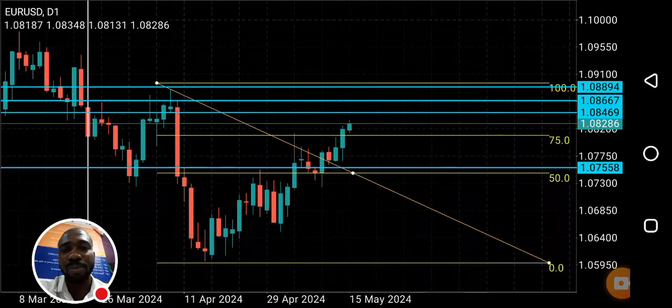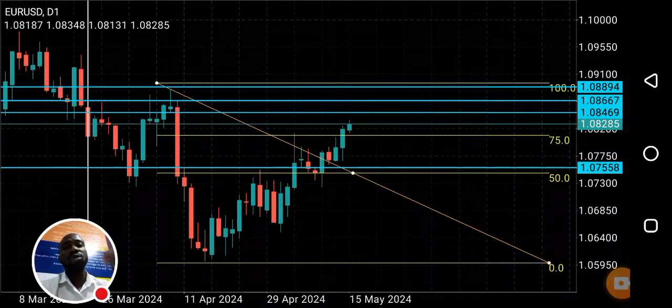You cannot buy at premium, right? You cannot buy at premium. So you need to wait for price to pull back to discount. So look out for a bearish reversal pattern and sell. I hope that is clear. Look for a bearish reversal pattern.